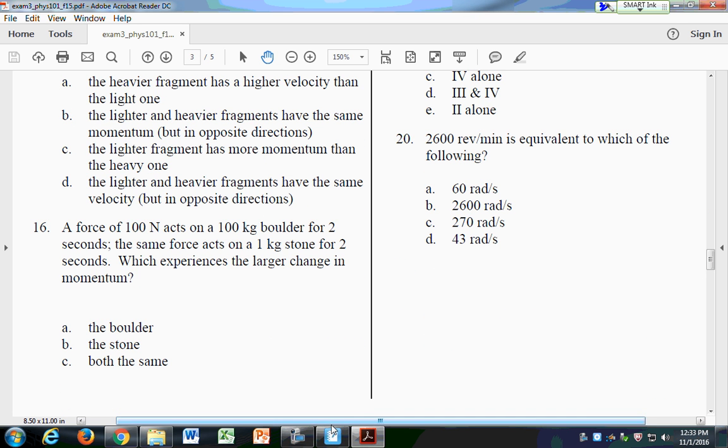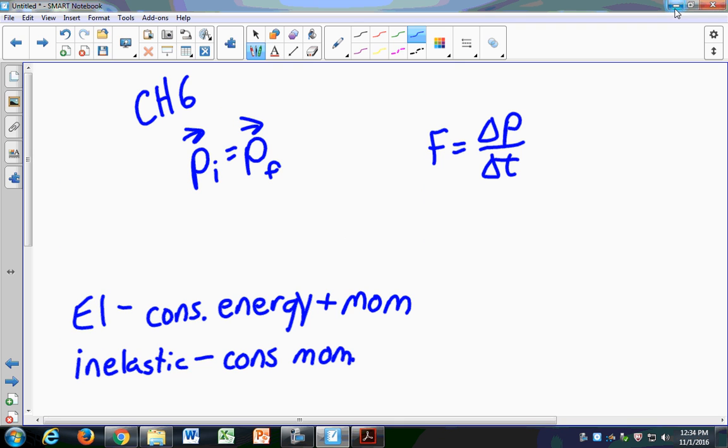Chapter 7. You're going to have a couple of conversion type things where you're converting from one system to another. So be very careful. Remember, you'll never go wrong converting it to radians. Usually you can keep it in whatever you're doing, but you'll never go wrong converting it to radians.